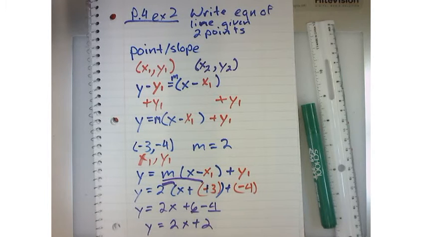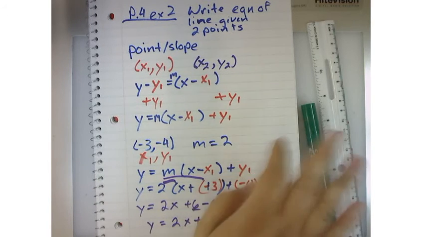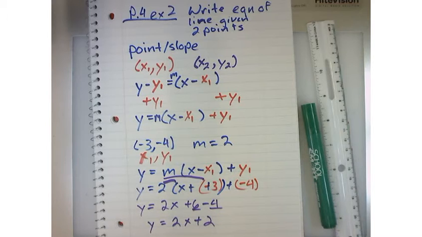And that's the equation. Now, there's lots of ways to double check that. How could I double check that? I could graph it, right? So if I graph this point, go up 2, over 2, I should get this equation on the line, right?